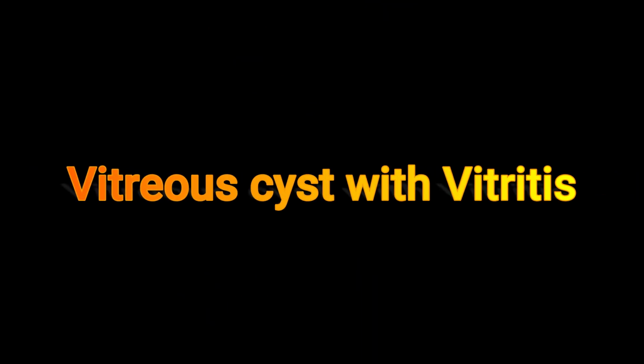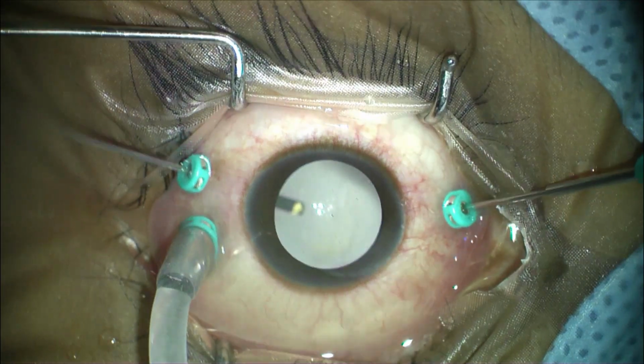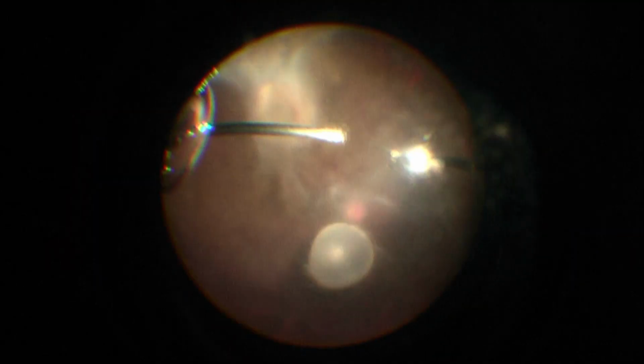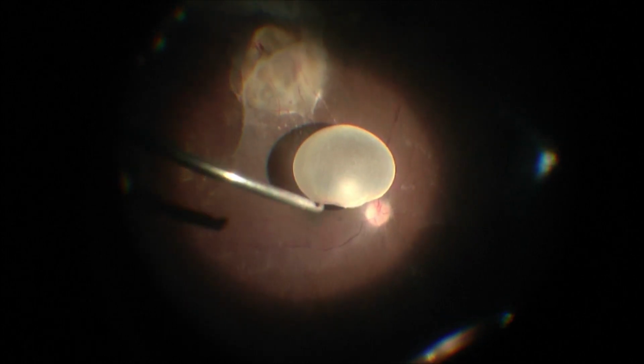Our final case is a 38-year-old lady who presented with vitreous cyst and vitritis in her right eye. 25 gauge pars plana vitrectomy was done. Core vitrectomy was done. Vitreous membranes overlying the area of cyst extrusion were removed. Quick aspiration of the vitreous cyst was done using the cutter.